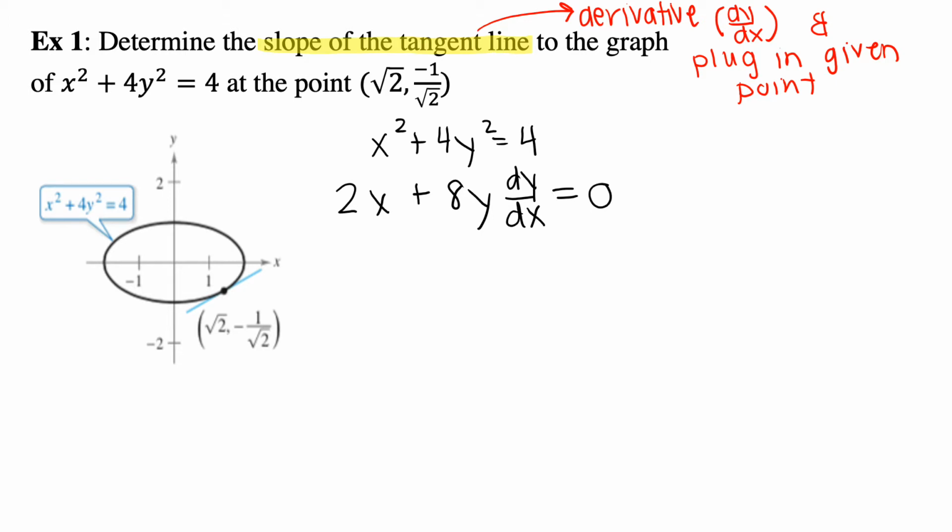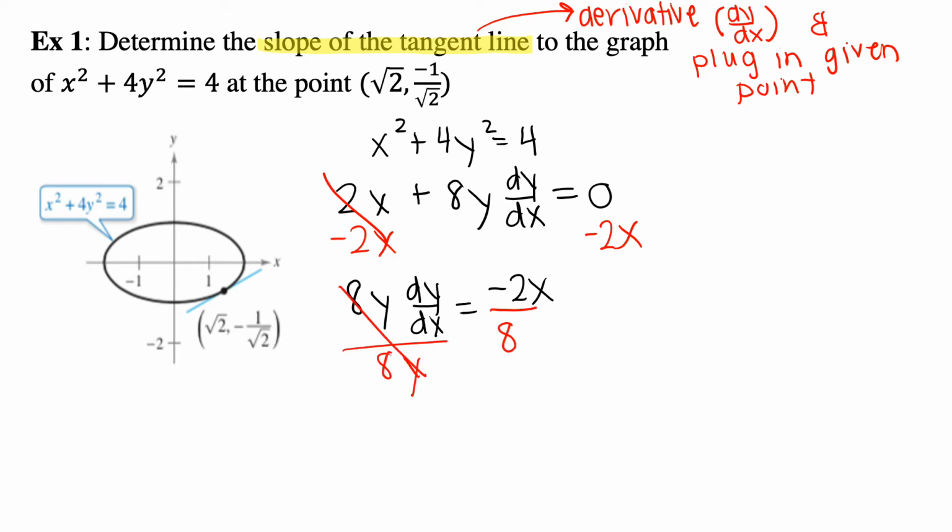Continuing on with our steps, we want to keep our dy/dx terms on the left side of our equation and move all other terms to the right. So I'm going to go ahead and actually subtract 2x from both sides. So I'm left with 8y dy/dx equals negative 2x. And again, I'm just going to continue to move terms to the opposite side. So I'm going to divide by 8y so that I can solve for dy/dx. Simplifying my fraction there, I end up with negative x over 4y.